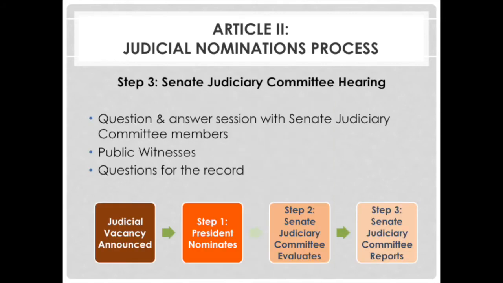Another part of the advice and consent process that the Senate is responsible for doing is hosting a Senate Judiciary Committee hearing for the nominee. This is a question and answer session with Senate Judiciary Committee members. There are sometimes public witnesses who can testify also at these hearings, or they can submit written testimony and letters of support or opposition as well. Also, there are what's called questions for the record. It's often the case that Senate Judiciary Committee members have questions that they don't have time to ask and have answered within the hearing. So therefore, they submit questions to the nominee that the nominee then responds back in writing to provide a more full answer.